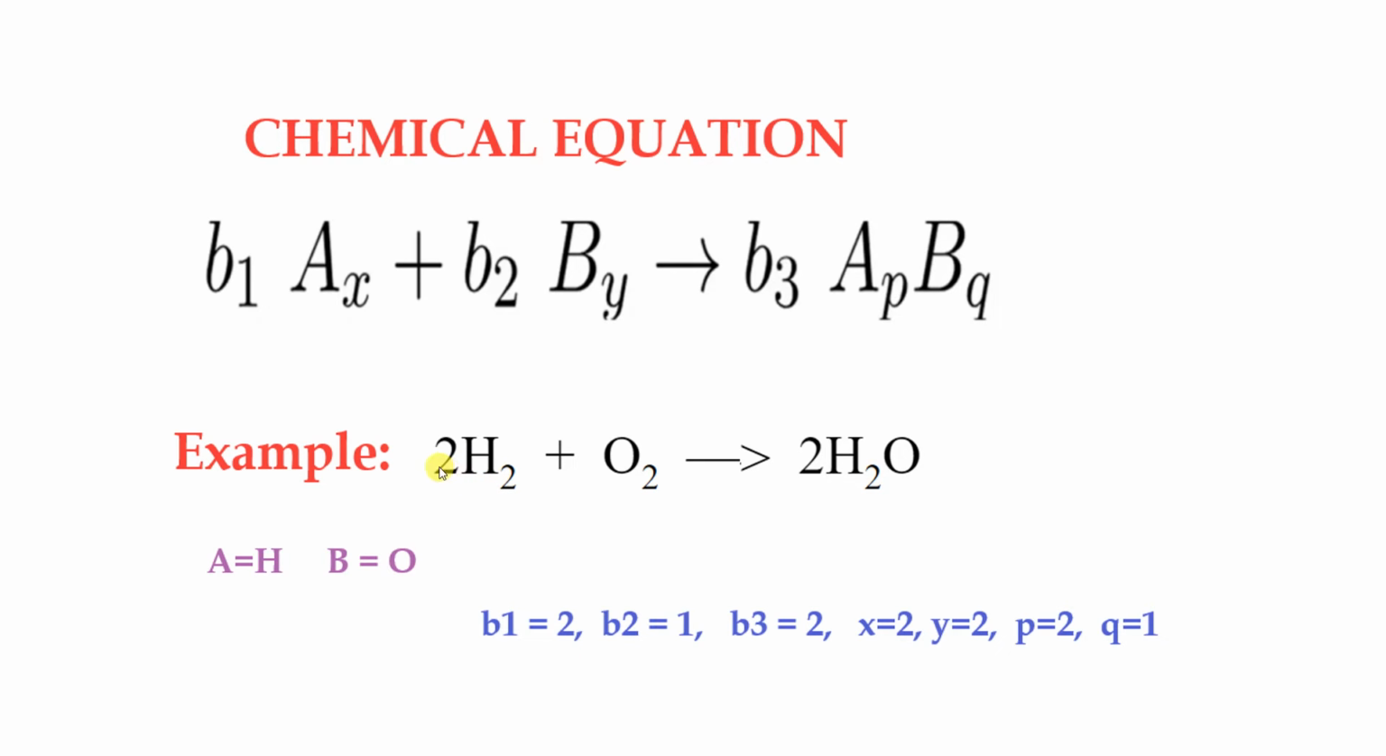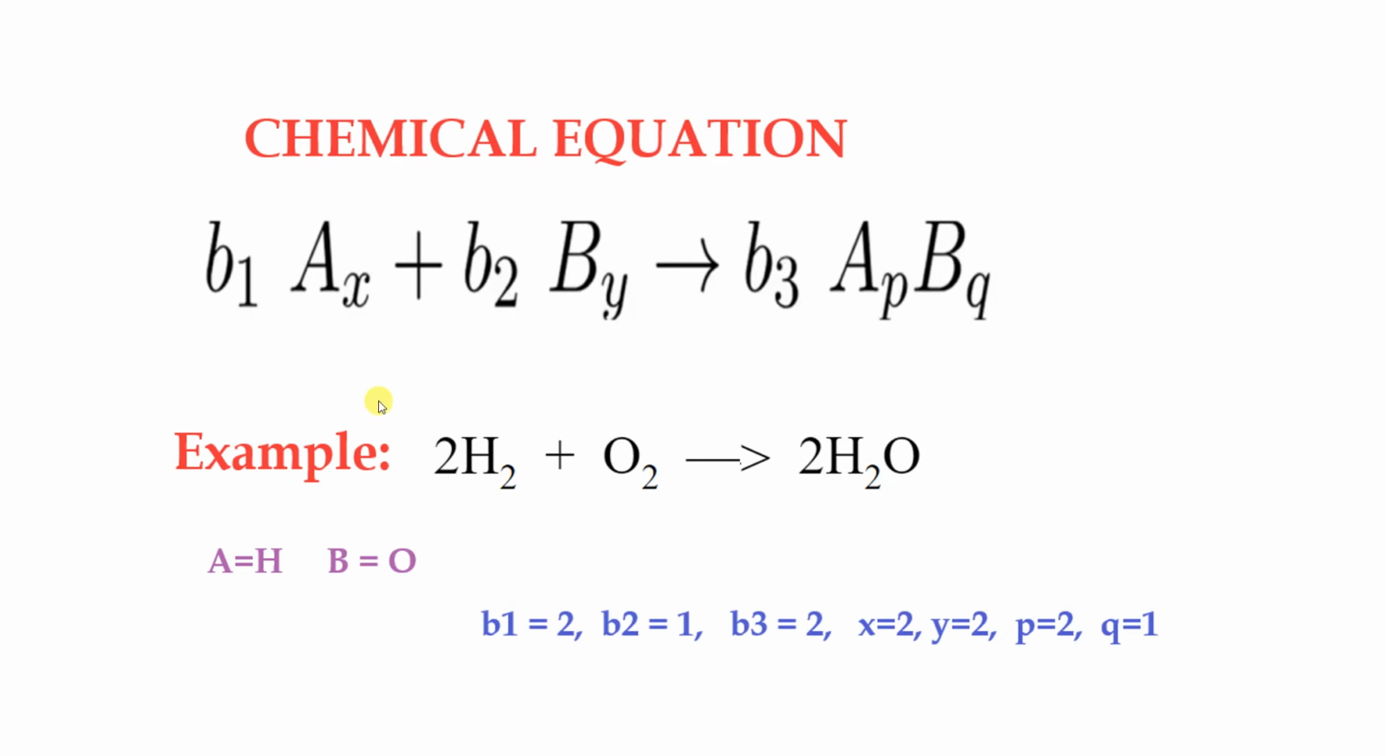Now on the left side we have 2 into 2, 4H, and 2O. It will give you 2H2O, with 2 into 2 is 4H and again 2O. So on the left side we have 2O, and here also 2O. On the left side we have 2H2, which is 4H, and here also we have 2H2, which is 4H. So left side is equal to right side, it is a balanced equation.